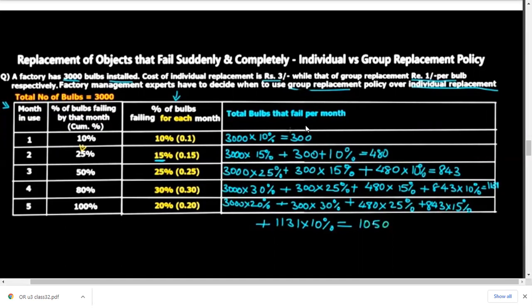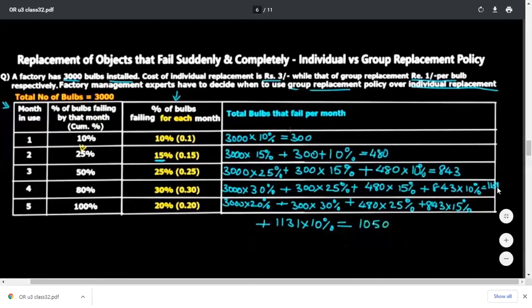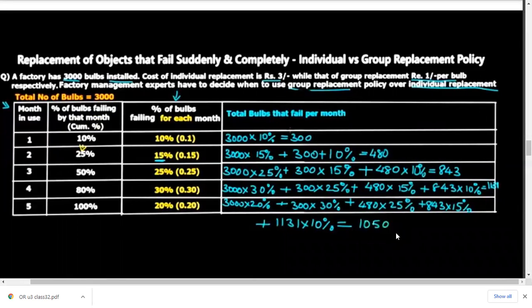So 300, just take it. So opposite. We will go this way and this way with these values, up and down. So 300 into 30%, 480 into 25%, and 843 into 15%, and 1131 into 10%. Like that we will get 1050. Okay, so finally we got the total bulbs that fail per month.